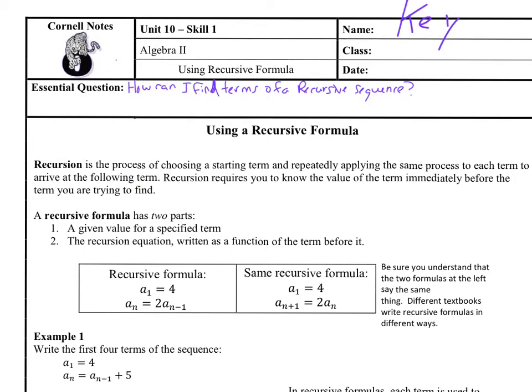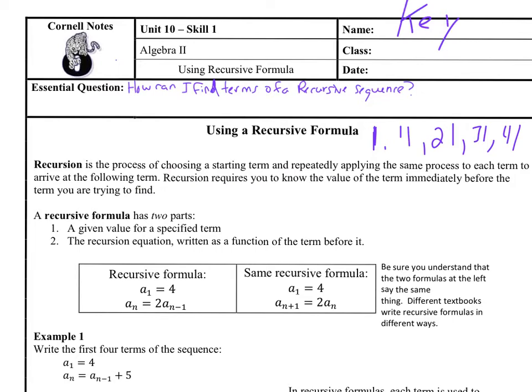So if I started with 1 and say, I'm going to add 10 each time, the next number would be 11. The next number would be 21. The next number would be 31. The next number would be 41. And that's all recursion really is.